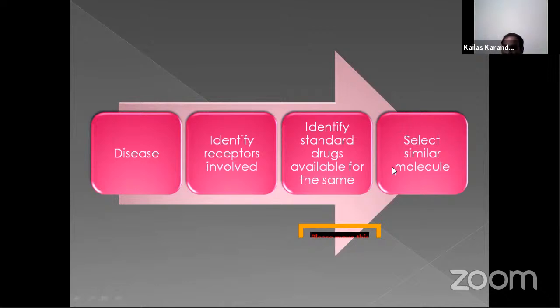We can develop, with the help of the knowledge of chemistry, a molecule which is not exactly the same but similar to the standard drug we have considered for the particular disease, so that we can at least do something. So the last step could be the selection of the similar molecule.